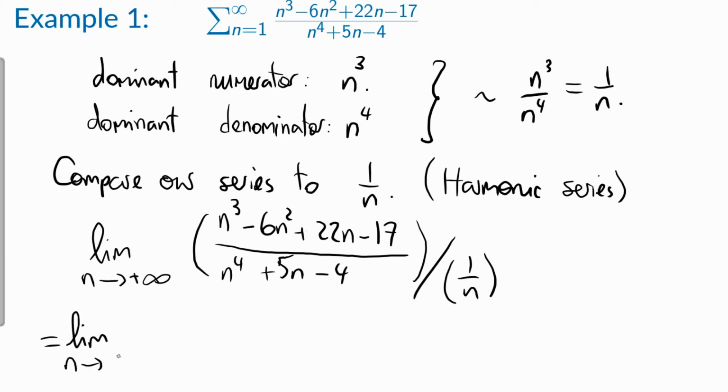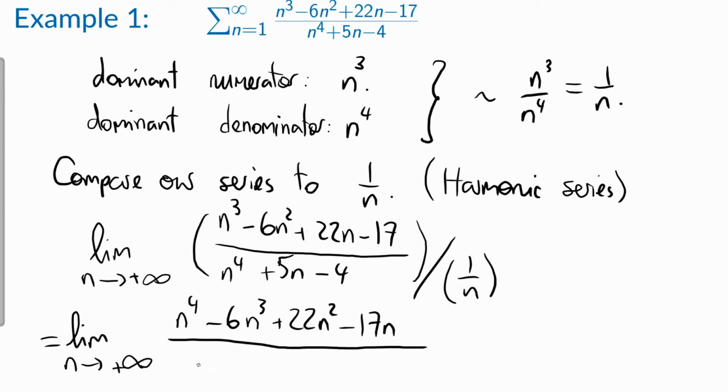Well, this is then the limit as n goes to infinity. Okay, remember when I divide by a fraction, that's multiplying by the reciprocal, so that's just multiplying this thing by n. So that becomes (n^4 - 6n^3 + 22n^2 - 17n) over (n^4 + 5n - 4). And now the limit of this as n goes to infinity, we're just going to get the ratio of the leading terms. So that limit is going to be 1.